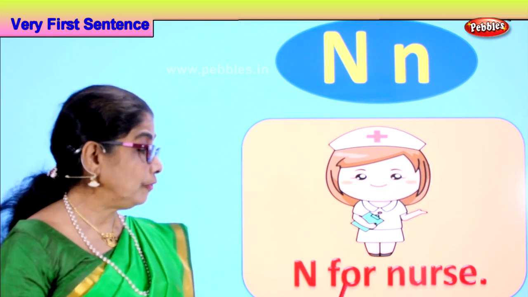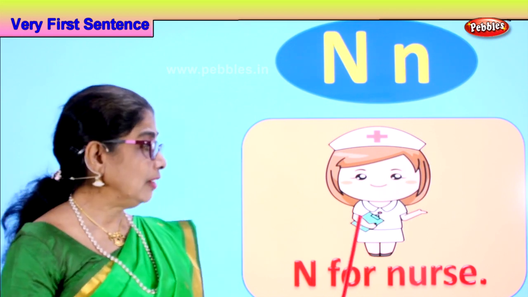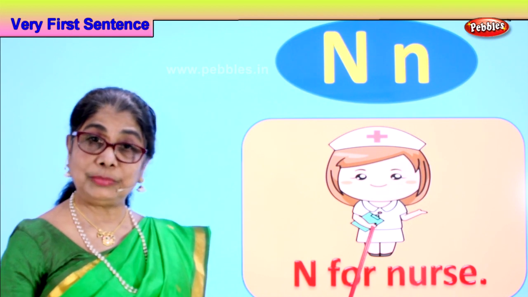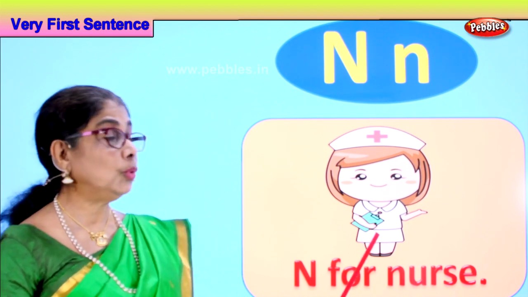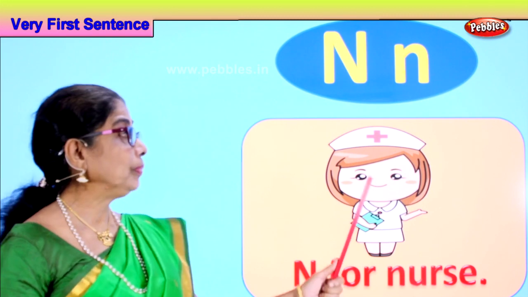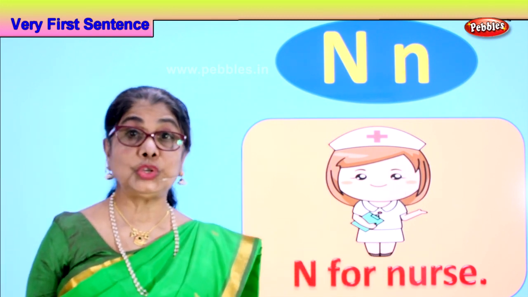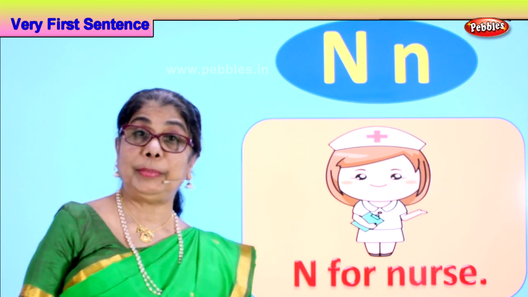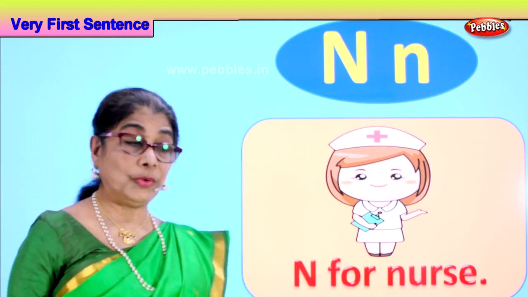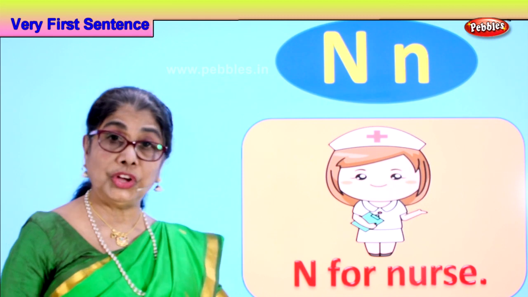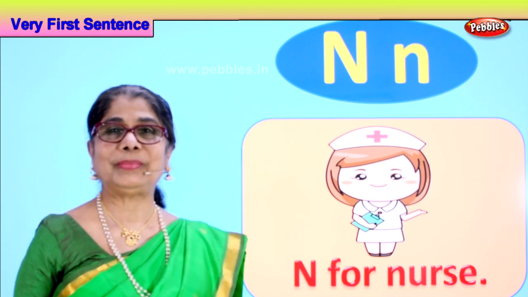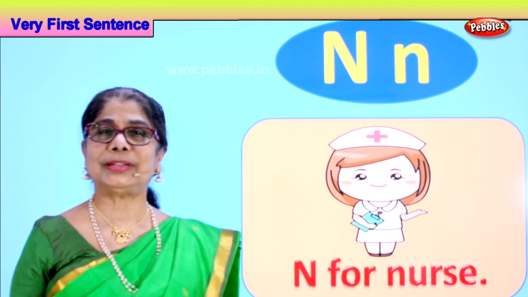Let's read. N for nurse. What kind of dress she wears? Sometimes white or pink or blue as per the hospital. And then she has a headdress on the head to show that she is a nurse. So she will be dressed different from us. Read. N for nurse. Good. Let's go to the next picture.